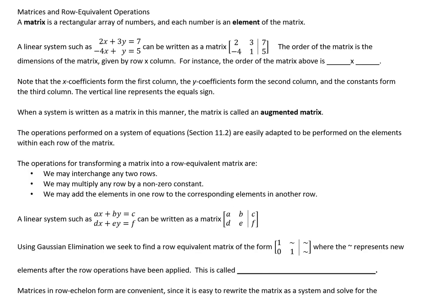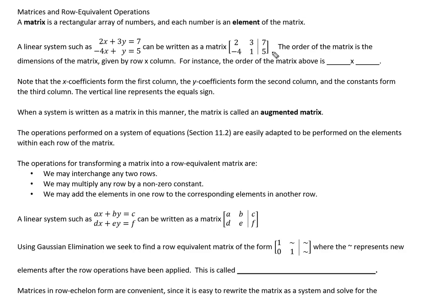A matrix is a rectangular array of numbers, and each number is an element of the matrix. We're going to be using the matrix to represent the linear system of equations. So you can see over here that the linear system has two equations in it, and the coefficients are the only pieces that we bring into the matrix. So 2x plus 3y is equal to 7 turns into 2, 3, and 7. And negative 4x plus y is equal to 5 turns into negative 4, 1, and 5. So we write it without the variables and without the equal signs, and that's your matrix.